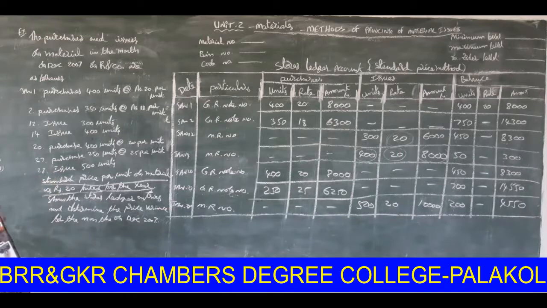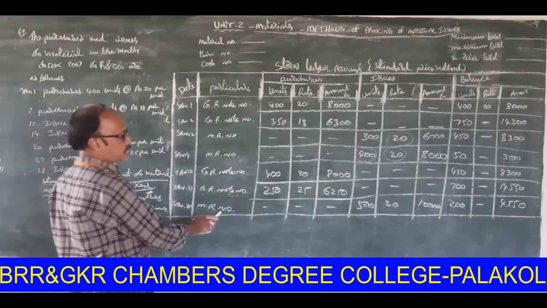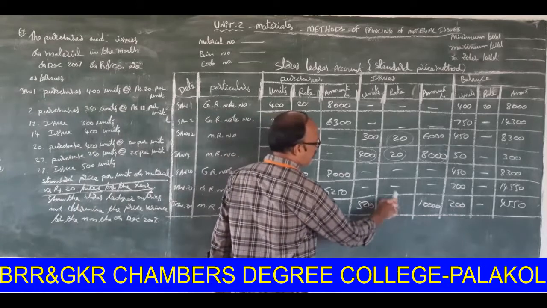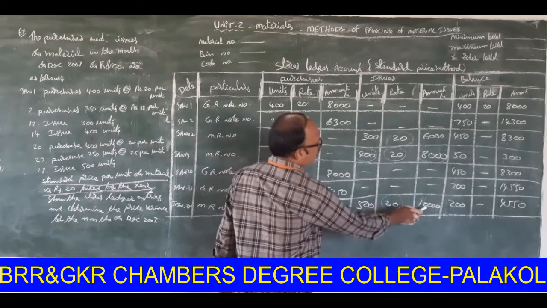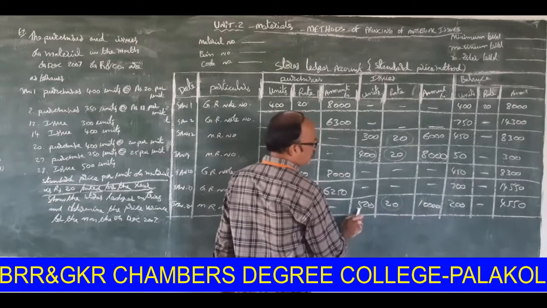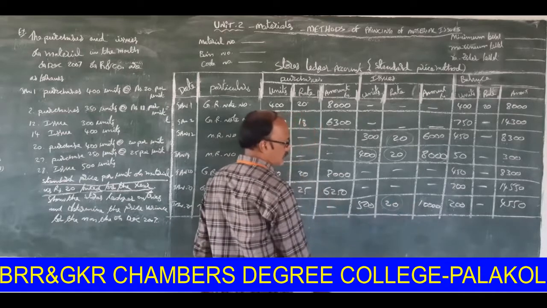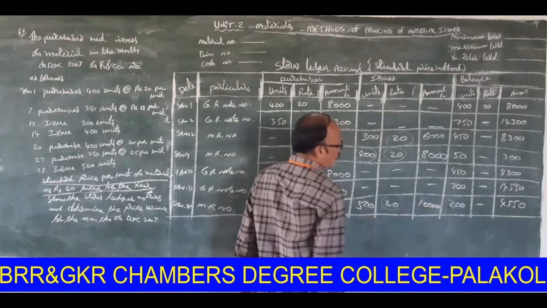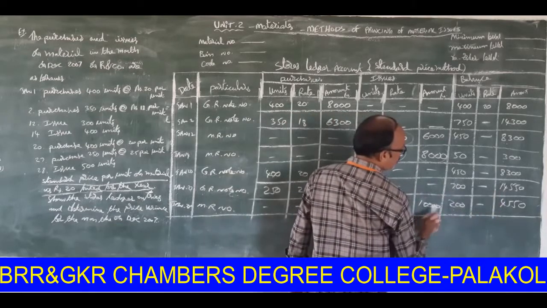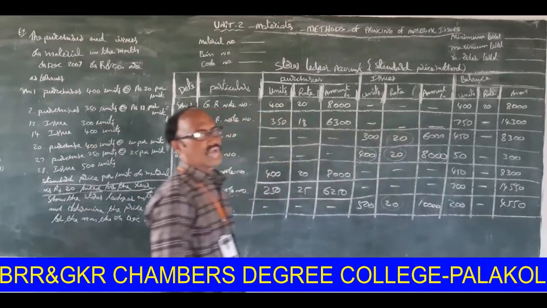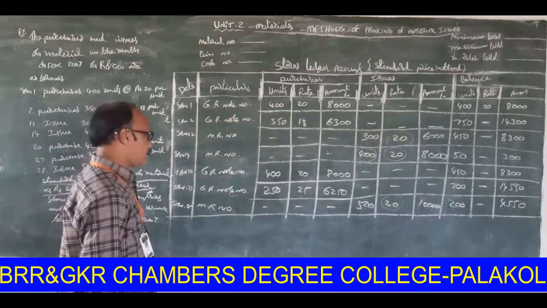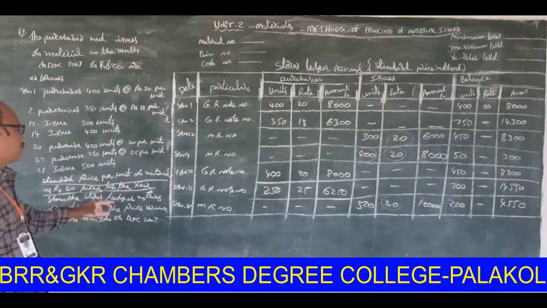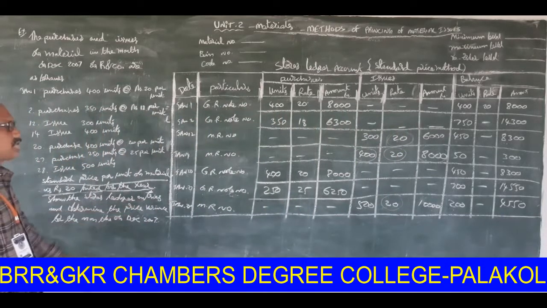Next one. Issues 500 units. MR note number. 500 units, the standard price of each material 20. 500 into 20 is equal to 10,000. 700 minus 500, 200. 14,550 minus 10,000 is equal to 4,550. Right, look at the board please. For calculation of price, show the ledger and determine the price variance.